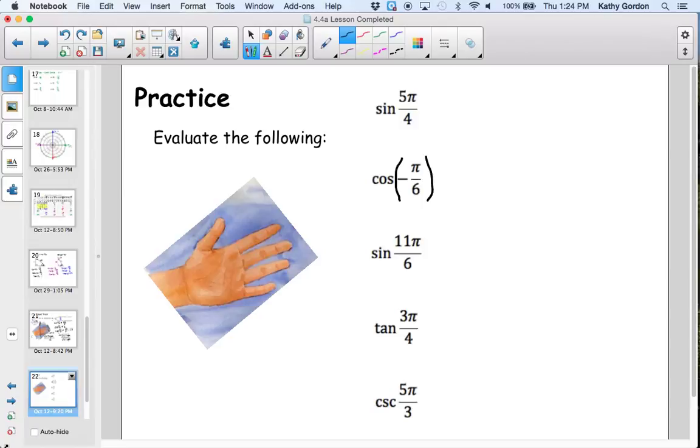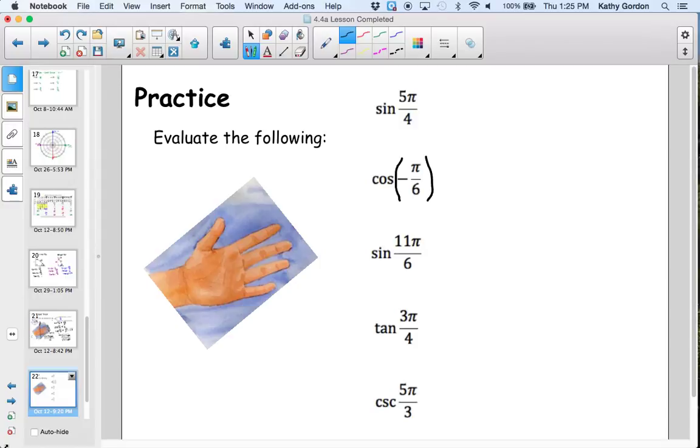Alright, let's see what we got. Sine of pi over 4, what's your reference? Pi over 4, right? So which finger? Middle. Middle finger would be the one you put down. So what is the sine of pi over 4? Sine of pi over 4 is the square root of 2 over 2.